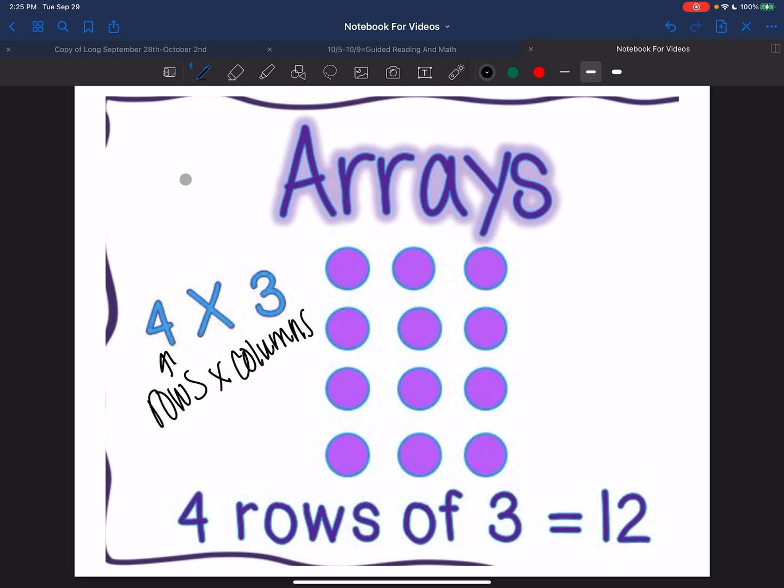This is an array for the problem 4 times 3. Remember, the first number stands for rows. The second number stands for columns. If I were to look at this, I can see that this array has 4 rows: 1, 2, 3, 4. And it has 3 columns: 1, 2, 3. Now, all I have to do is count how many are in this array. So 4 times 3 equals 12. There are 12 circles in this array.